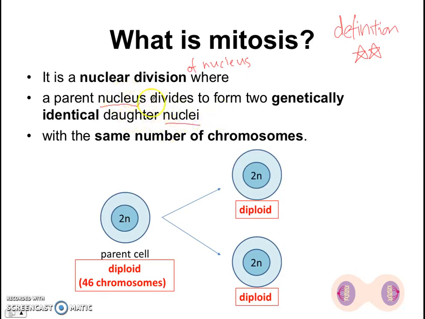Notice now the focus is on the nucleus and not on the cell anymore, because mitosis is really just referring to the nucleus dividing, to form daughter nuclei with the same number of chromosomes. So mitosis is a nuclear division where a parent nucleus divides to form two genetically identical daughter nuclei which have the same number of chromosomes. In the case of human beings, a nucleus with 46 chromosomes divides to form two nuclei with 46 chromosomes.